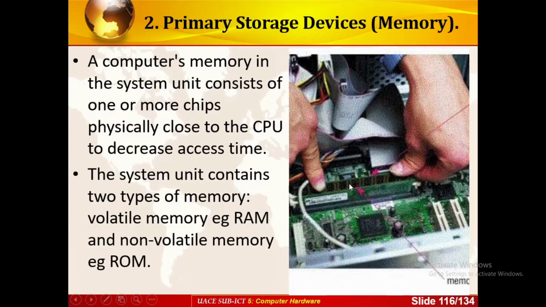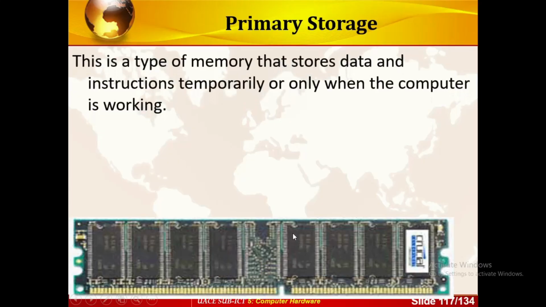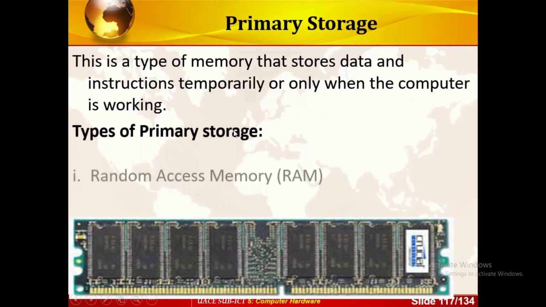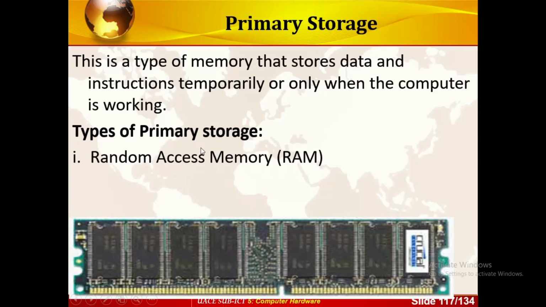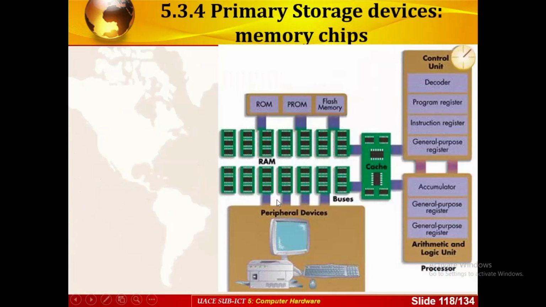And here you can see someone trying to insert a memory chip into a memory module, so that is it. And this is an example of a RAM chip. This is how a RAM chip looks. Primary memory holds data and instructions temporarily while the computer is working. The types of primary memory are random access memory, that is RAM, cache memory, and read-only memory, that is ROM.